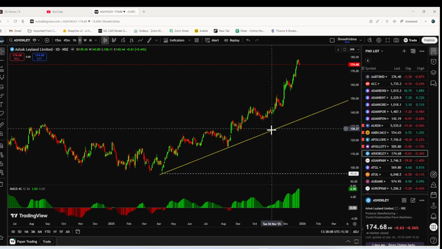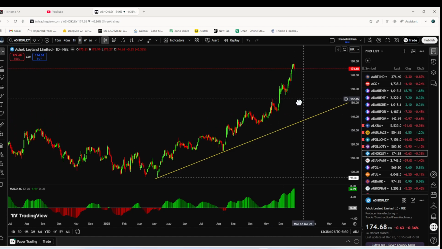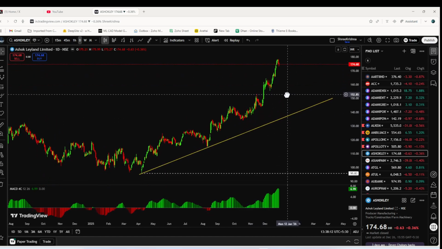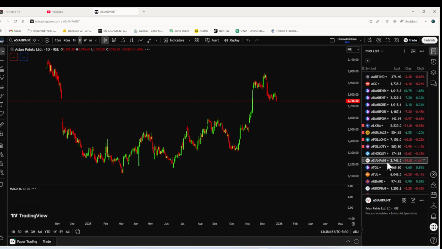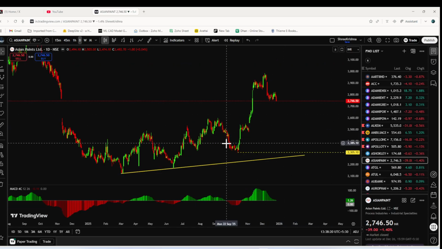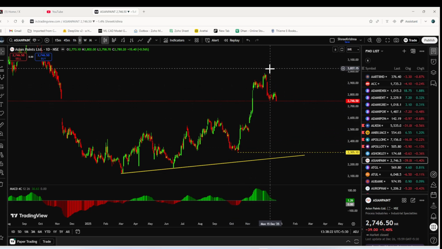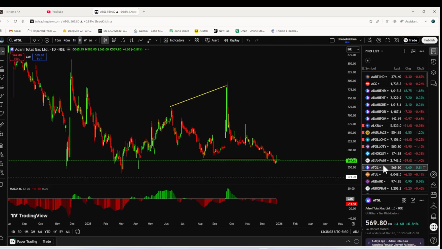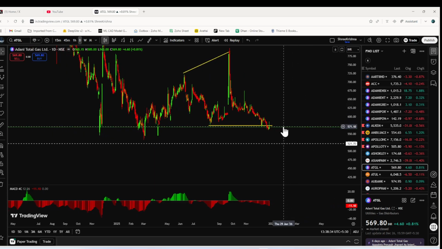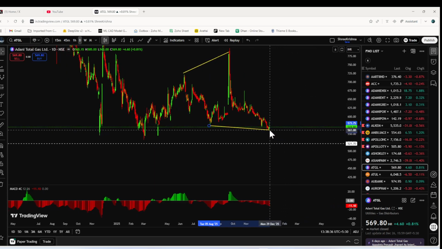Ashok Leyland, it is too much extended. I am not saying that it will crack from here, but I am telling you to book your profit using a trailing stop. Asian Paints, yeah, this also went too much into excitation. So we are looking for probably 2500.